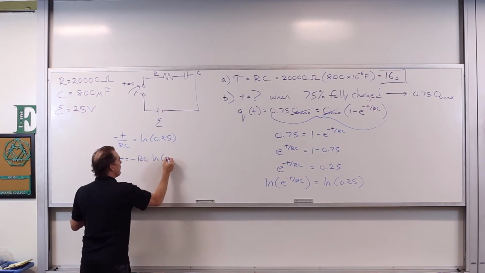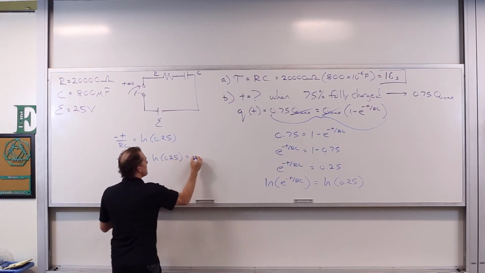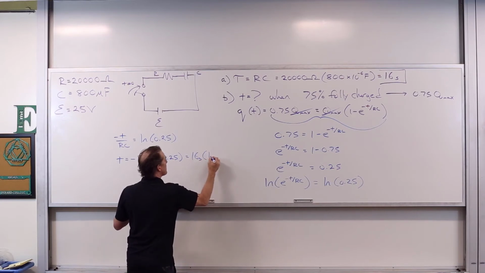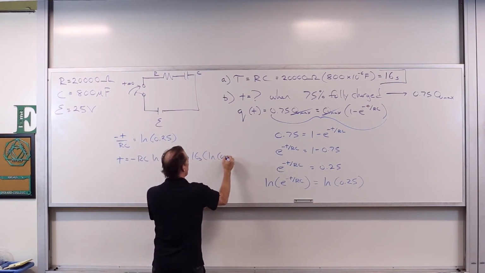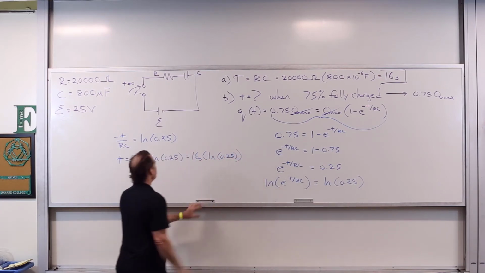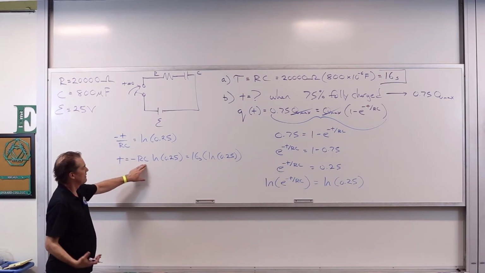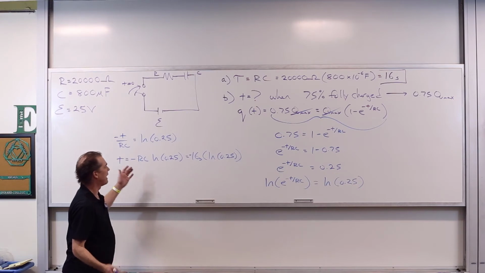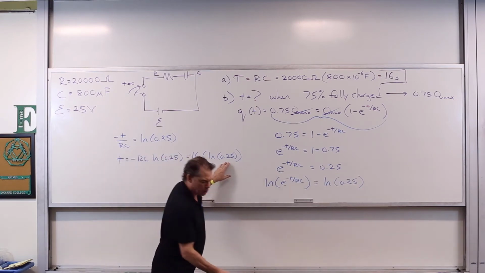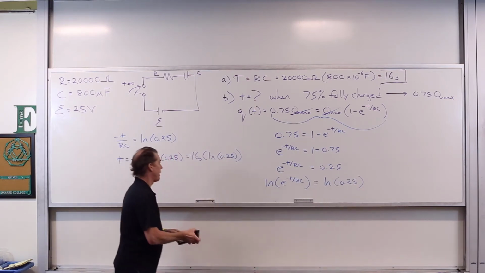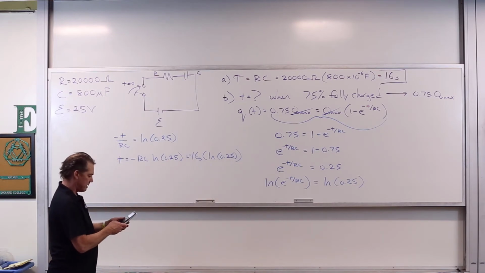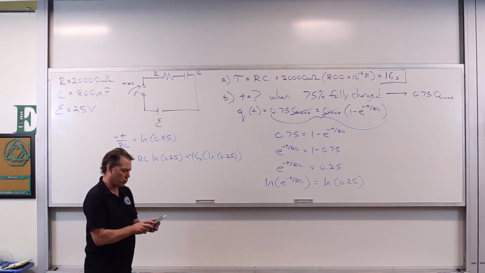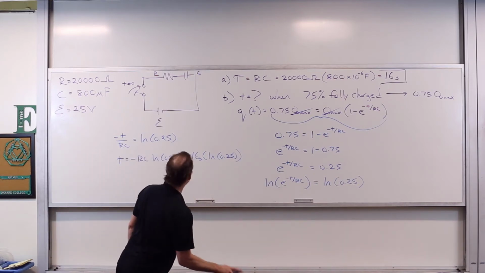times the ln of 0.25, which is equal to 16 seconds times the natural log of 0.25. 16 seconds because that's what RC is. And there's a negative sign there. You say, oh, you're going to give a negative time? No, that's in between 0 and 1, so the ln of that will actually be negative. And we've got 16 times ln of 0.25 with a negative sign, we get 22.18 seconds.